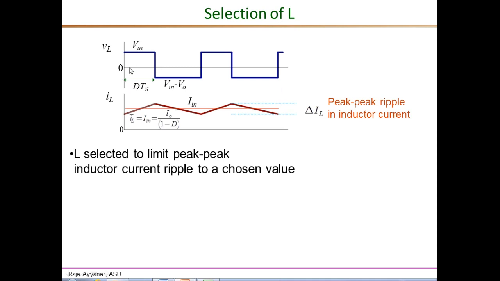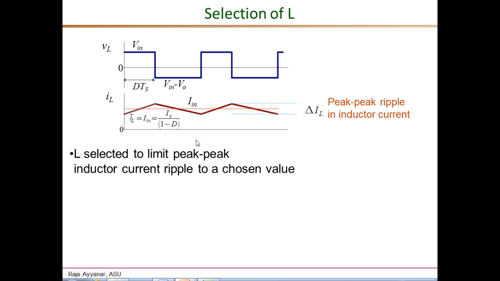The voltage and current waveforms of this inductor are shown here. So VL is Vin during the on interval, and it is Vin minus VO during the off interval, this being a negative value. And these two magnitudes give the slope of the inductor current in the on and off intervals. Now, since the inductor is in series with the input, its average is the same as the input current IN, which can also be written in terms of the output current as IO over 1 minus D using the power balance principle. The peak-to-peak variation is defined as delta IL, so that's the peak-to-peak ripple in the inductor current.